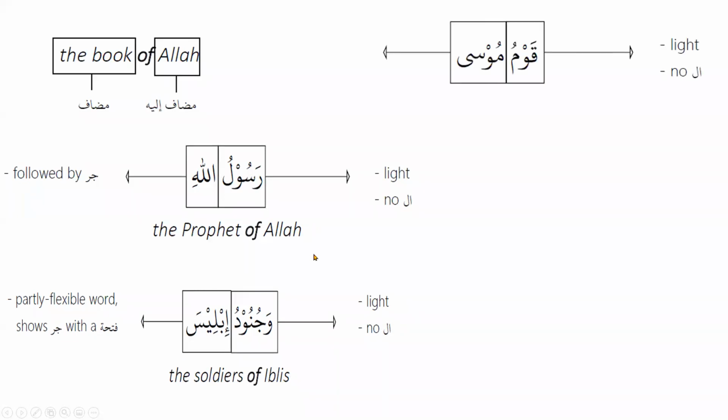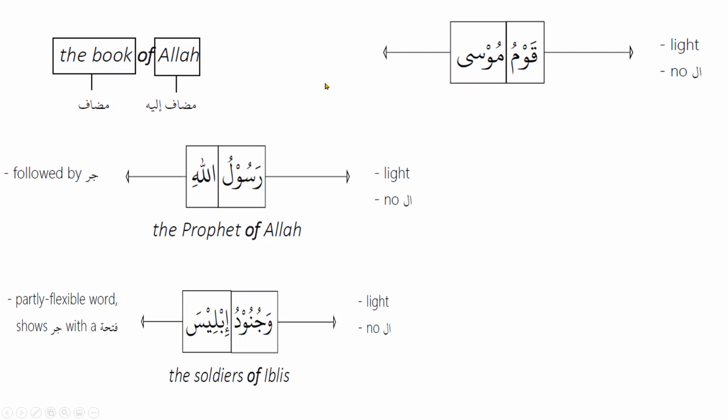Okay, let's look at our next one. Kaumu Musa. Now let's look at the first word, Kaumu. We know what Kaumu means, because we had this word also in our list. Kaumu, nation. Is it light? Yes, it is light. What is the heavy version of it? Kaumun or Kauman or Kaumin. And Kaumu doesn't have an alif lam. Now let's look at the next word, Musa.